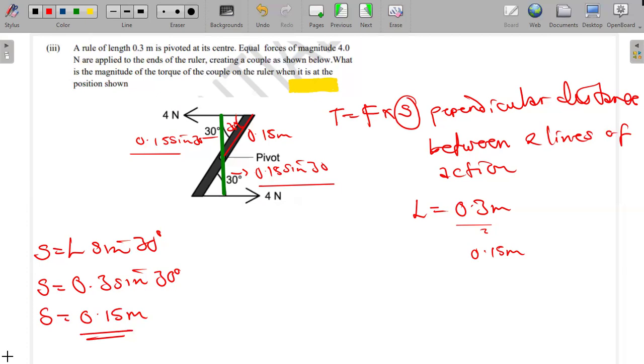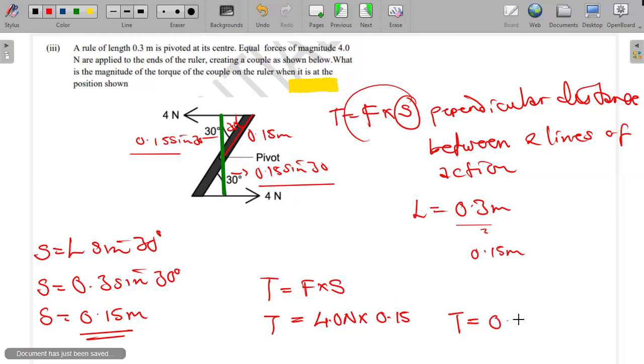So now what am I going to do? I'm going to introduce my formula back: my torque will be equal to the force multiplied by the perpendicular distance between the two lines of action. So this will be equal to the force, which is 4.0 newtons, multiplied by the perpendicular distance, which is 0.15 meters. So my torque will be equal to 0.60 newton meters. So this is my torque in this particular case.